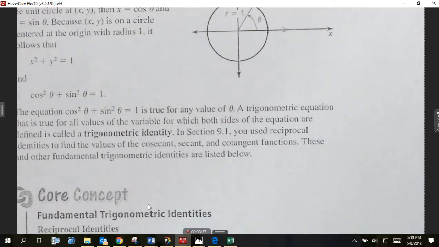Bree, can you tell me what an identity is? Or give me an example. One equals one. Excellent. Now I'll be even more creative.